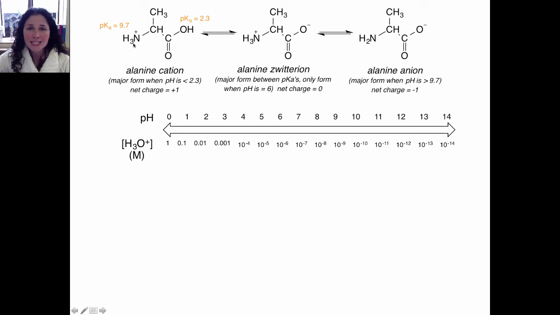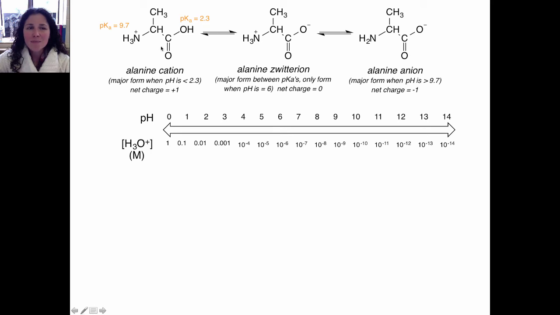There are conjugate acid and base versions of each of these functional groups, and they will change depending on the solution pH. The carboxylic acid has a pKa of 2.3, and the amine has a pKa of 9.7. Ask yourself right now, which one is more acidic? The carboxylic acid is more acidic because it has a smaller pKa value, which means it would have a larger Ka value. And the amine is less acidic because it has a larger pKa value.